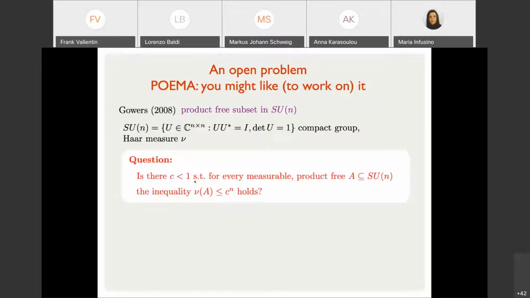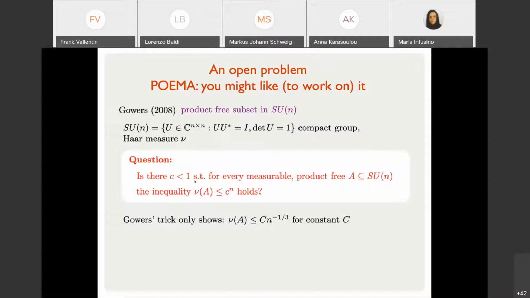And now the question is very similar to the Babai-Sós question, but a bit different because the right-hand side is different. The question is: is there a C strictly less than 1, such that for every measurable product-free set A, the Haar measure, normalized to 1, of A is bounded by C to the n? Or in other words, are all measurable product-free subsets inside of SU(n) exponentially small? Does this density drop exponentially in n?